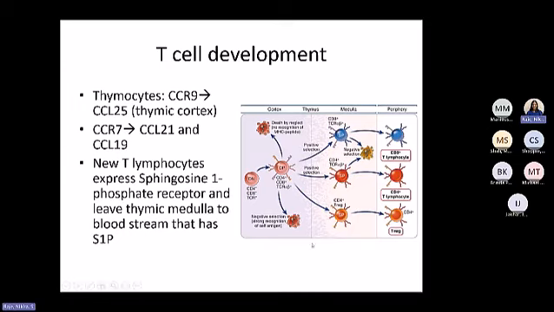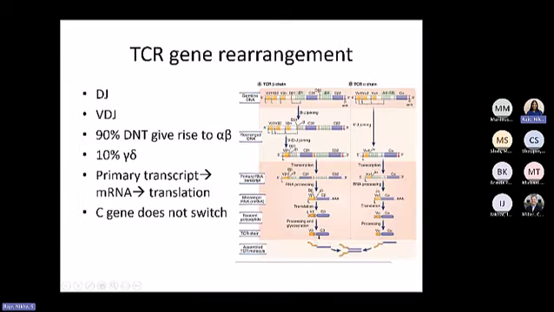As they move through the thymic cortex, the thymocytes express CCR9 and are attracted to the thymic cortex that has CCL25. As they express CCR7, they are moved towards the gradient of CCL21 and CCL19. Once they are mature, they express an S1P receptor, and that helps them to leave the medulla and enter the bloodstream that has S1P in it. So the cell with that receptor is attracted towards that gradient. That's the movement of the T cells.